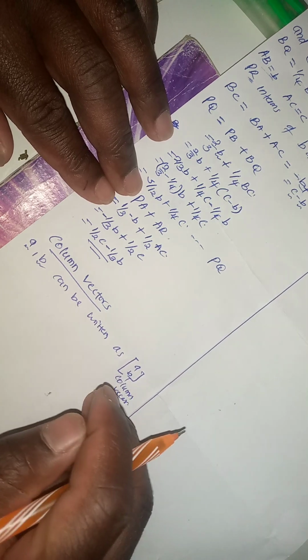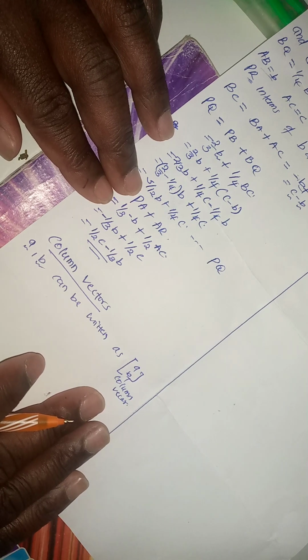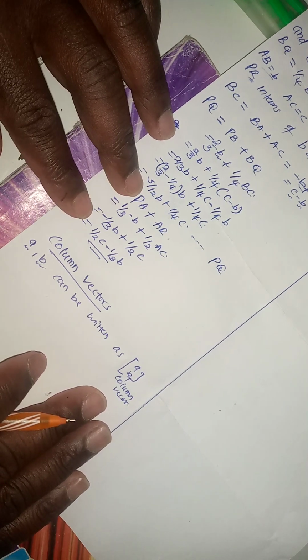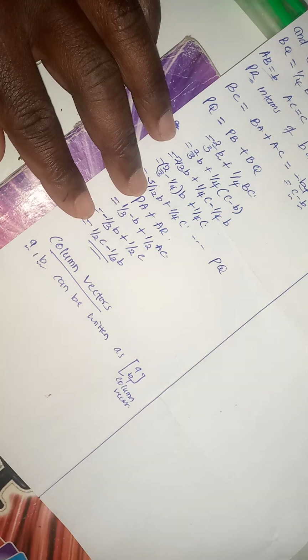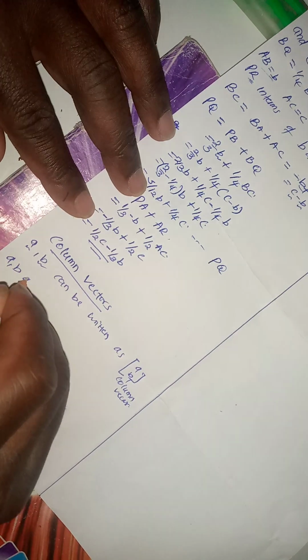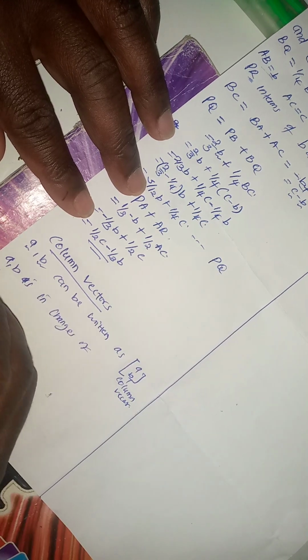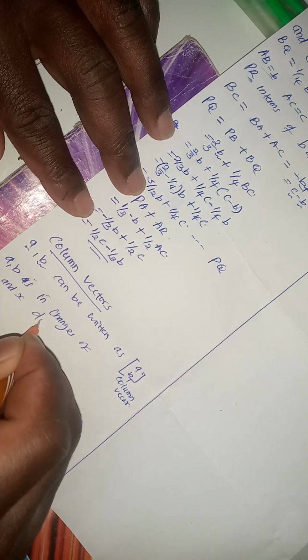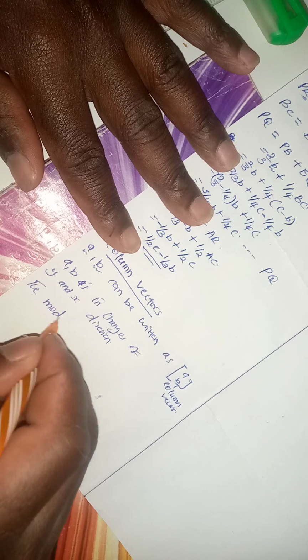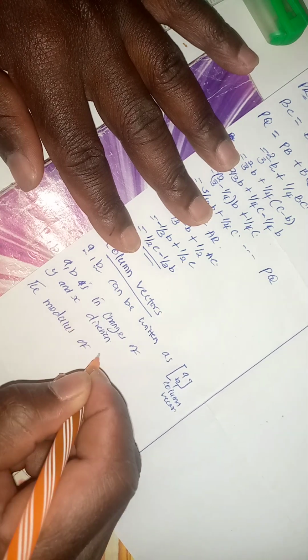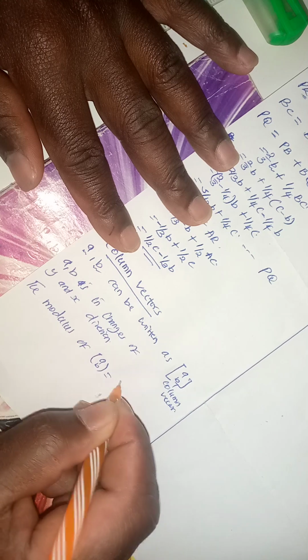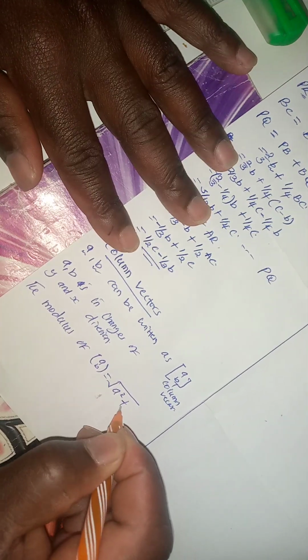Where a and b are the changes in the x and y directions. We can say the modulus of this vector AB is equal to the square root of a squared plus b squared, in units.